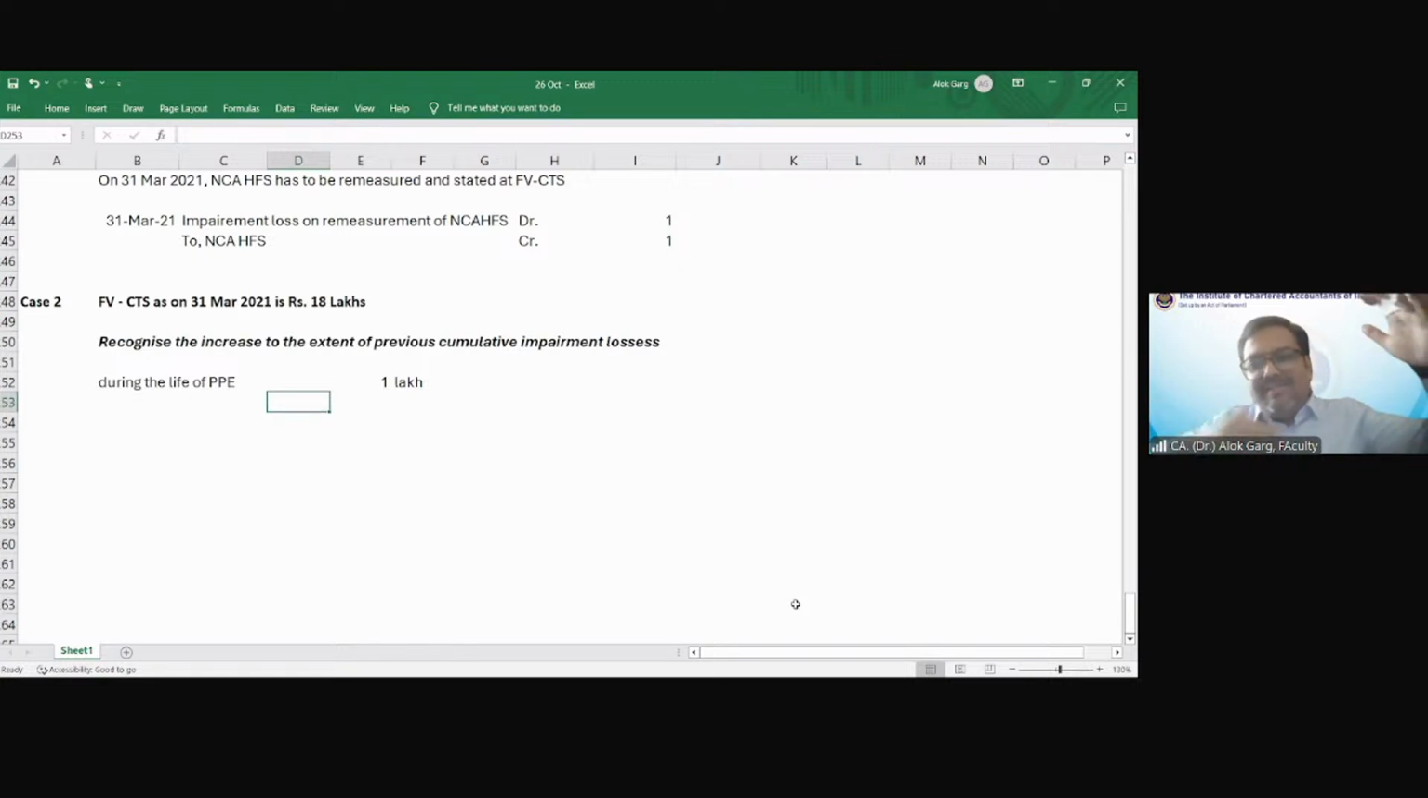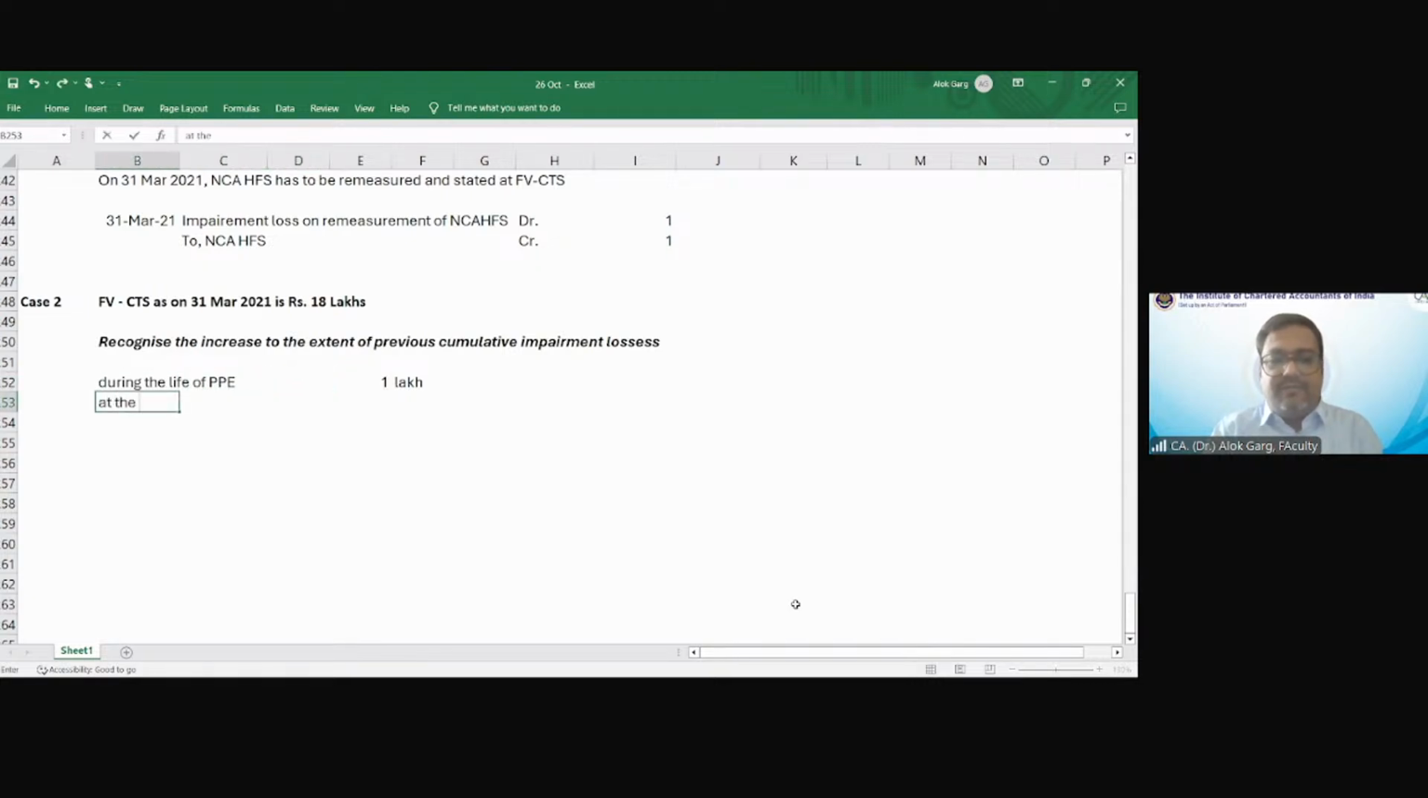You have to see, I have not repeated this entire thing because I have already explained example 1, 2, 3, right? So I have just copied the question and I am explaining the next part. क्योंकि फर्स्ट पार्ट आपको समझ में आ चुका है, कैरिंग वैल्यू कैसे निकालना है, कंपेयर कैसे करना है, उसका डिफरेंस होगा तो कहां लेके जाना है, you all are clear, right? So during the life of PP, the impairment loss was 1 lakh.